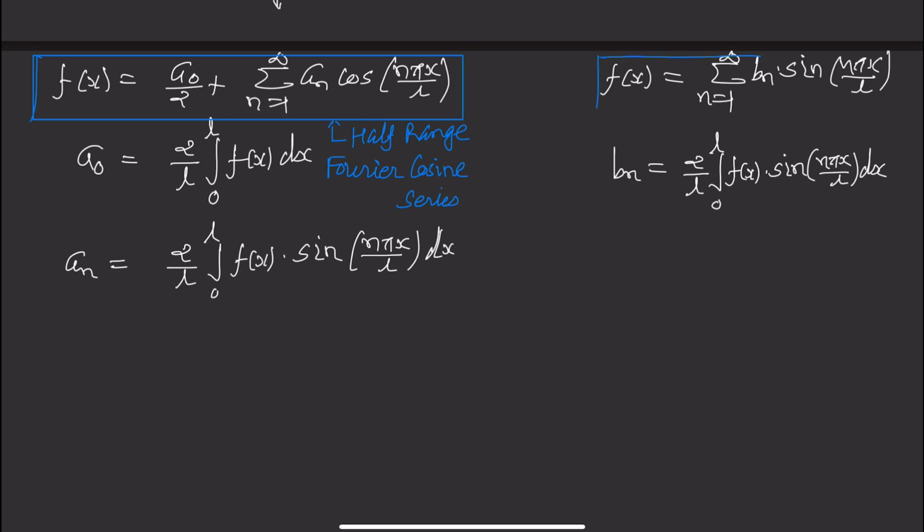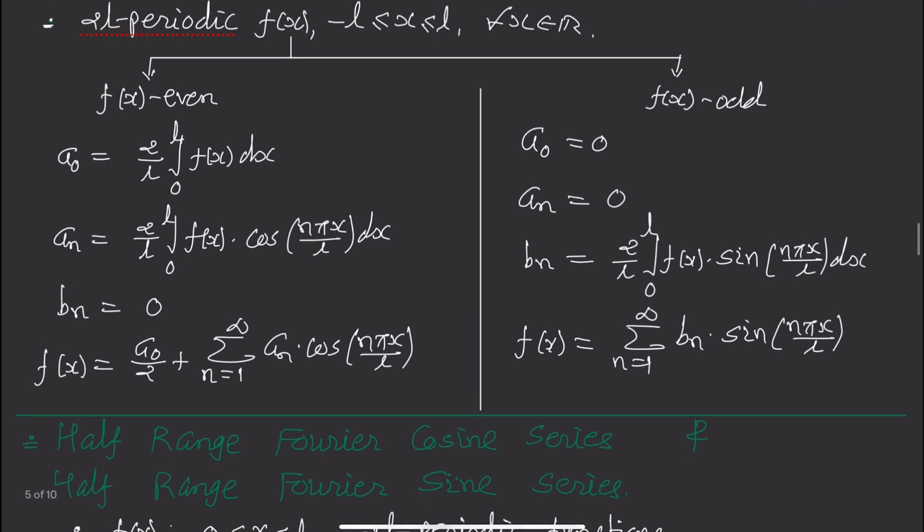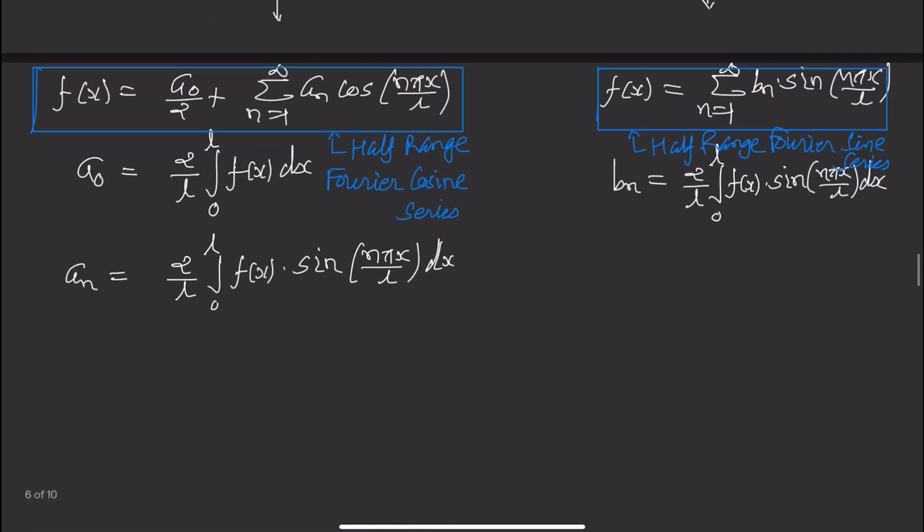And this one is called half range Fourier sine series. Okay, now if you compare half range Fourier cosine series with the case of even function, then they are same. And the case of odd function and the half range Fourier sine series, they are same.